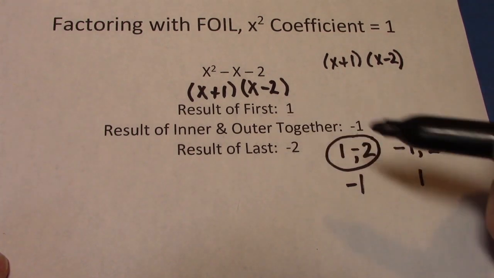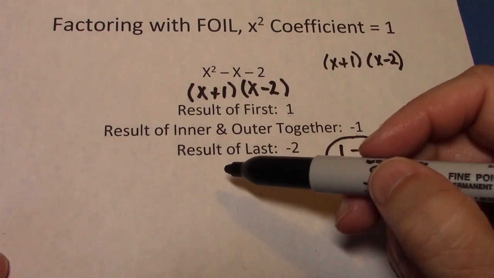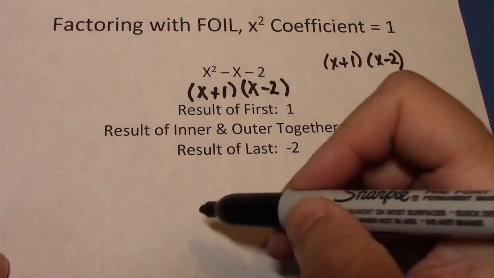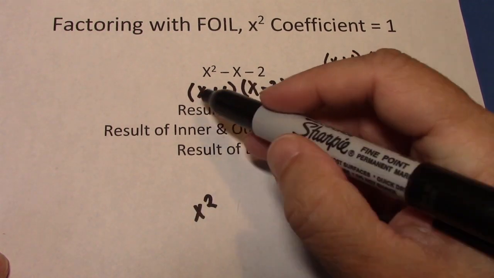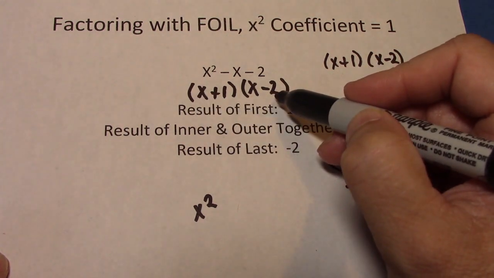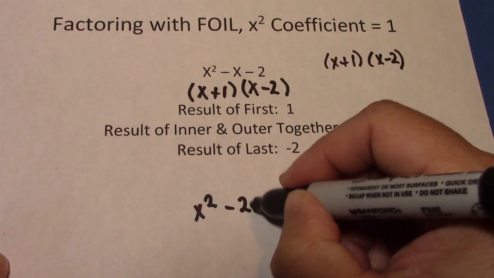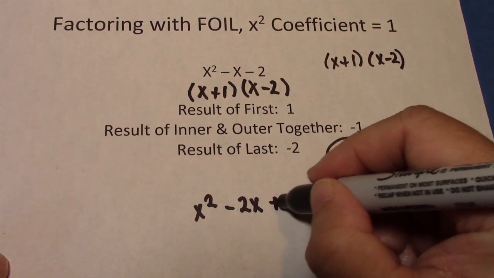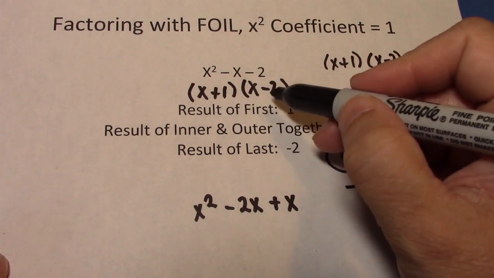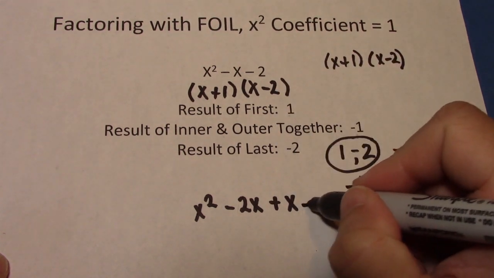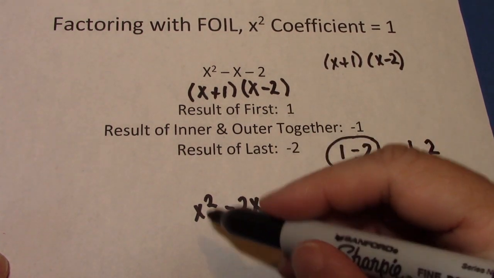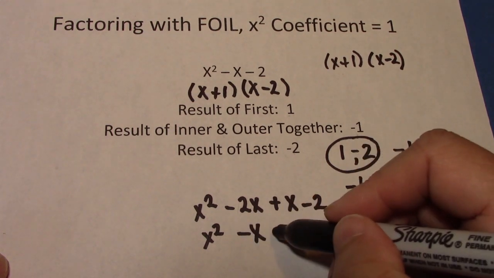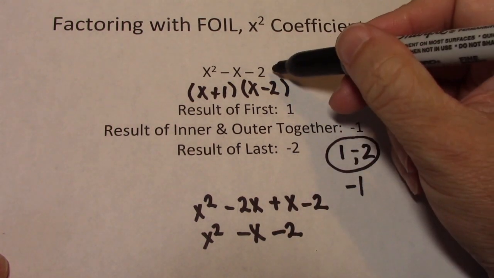See? It does match. Prove it to yourself that it works. X times x would give me x squared. Outer, x times negative 2 would be minus 2x. Inner, 1 times x is plus x. 1 times negative 2, the last's negative 2. Combine my like terms, and there I am.